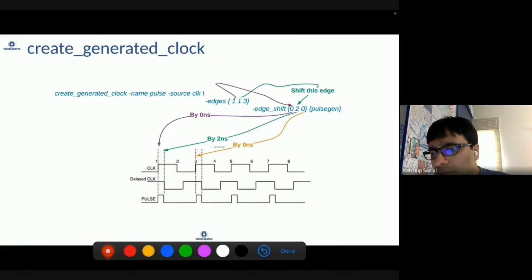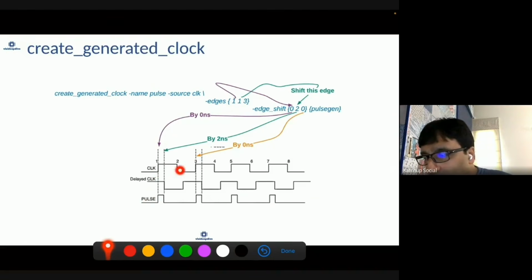In addition to edges, you can also use an option called edge shift. When you're using edge shift, you must be using the edges option of the generated clock. And this can be typically used to generate pulses. So let's understand this example, where you want to create a pulse like this. How do you define that in the timing constraint?